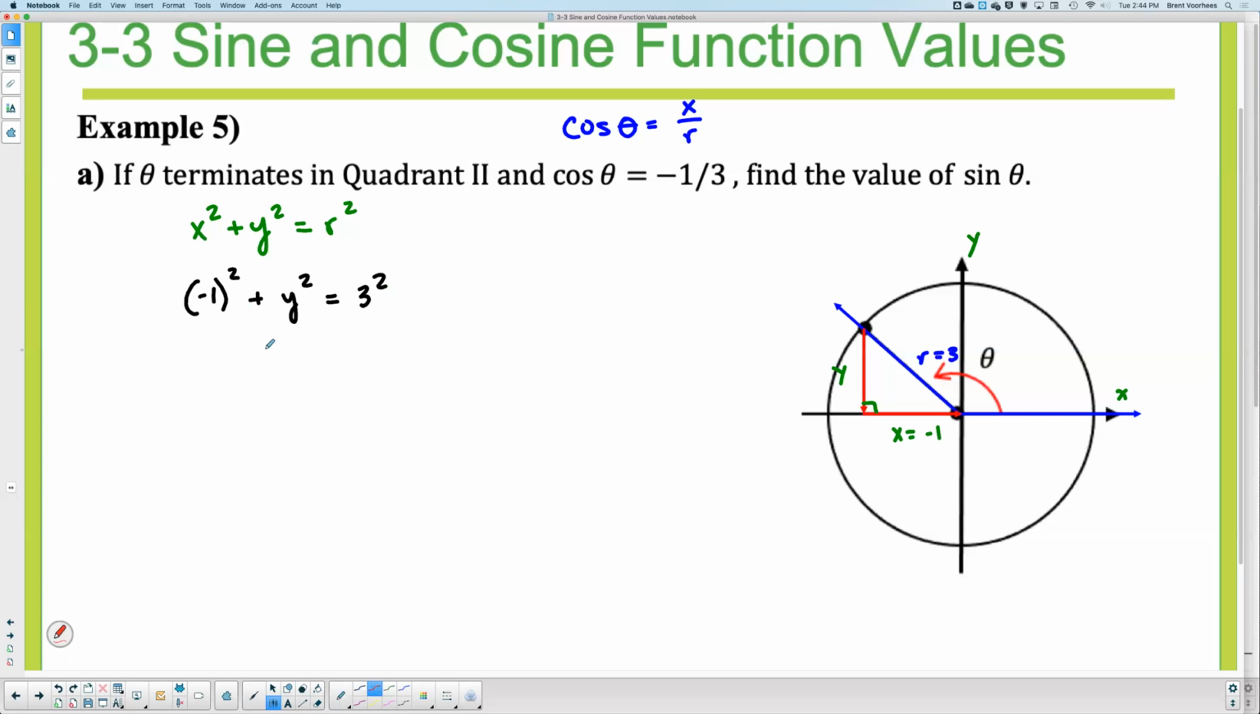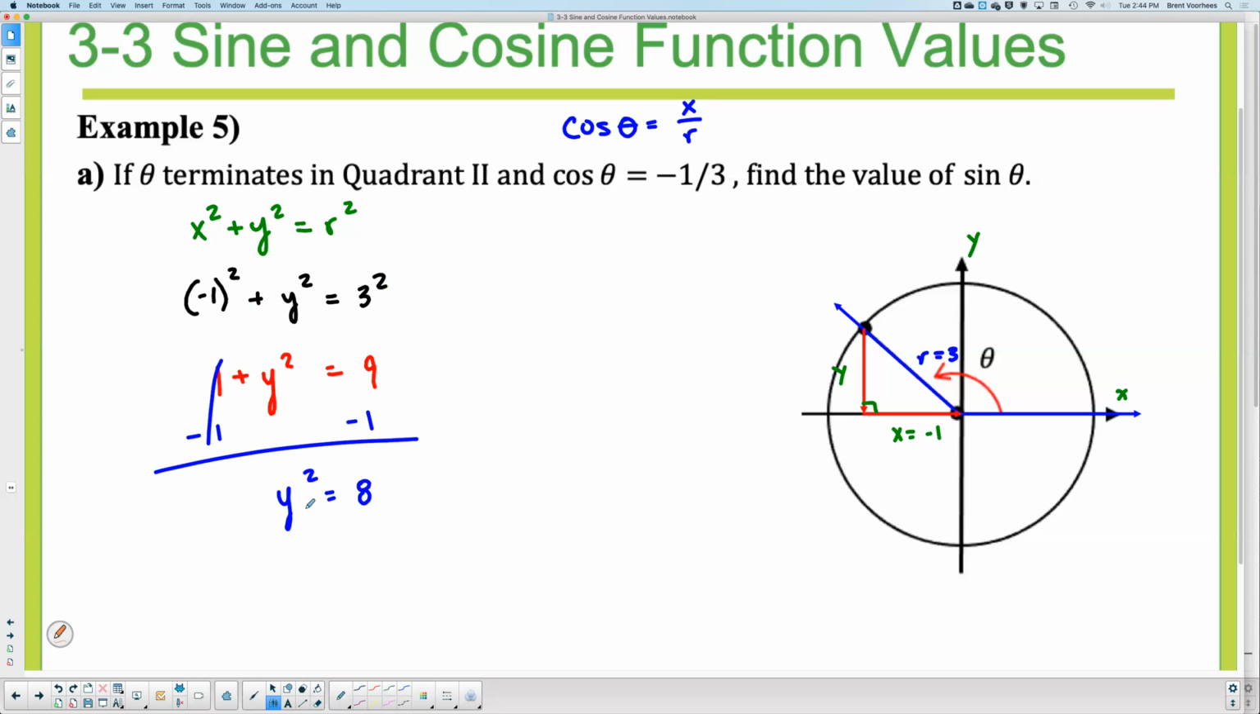Let's do a little math. What is -1 times -1? So we have 1 plus y squared equals 9. Very good. We subtract our 1 from both sides. What does y squared equal? 8.